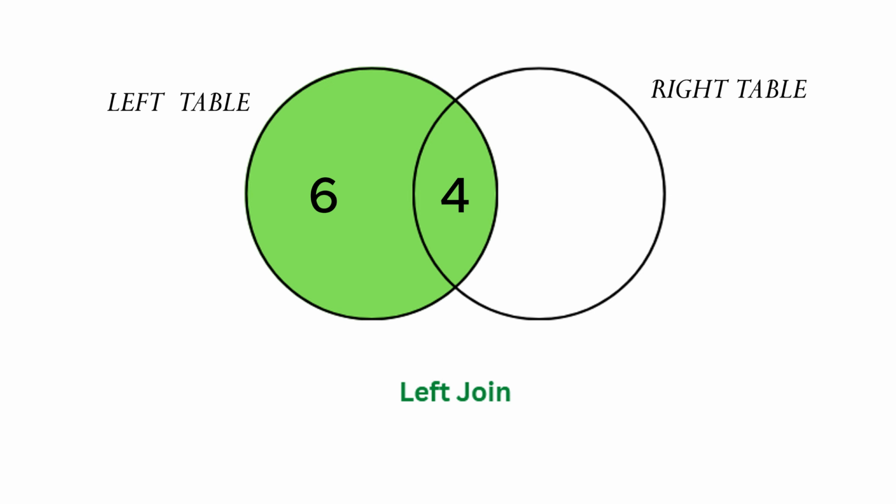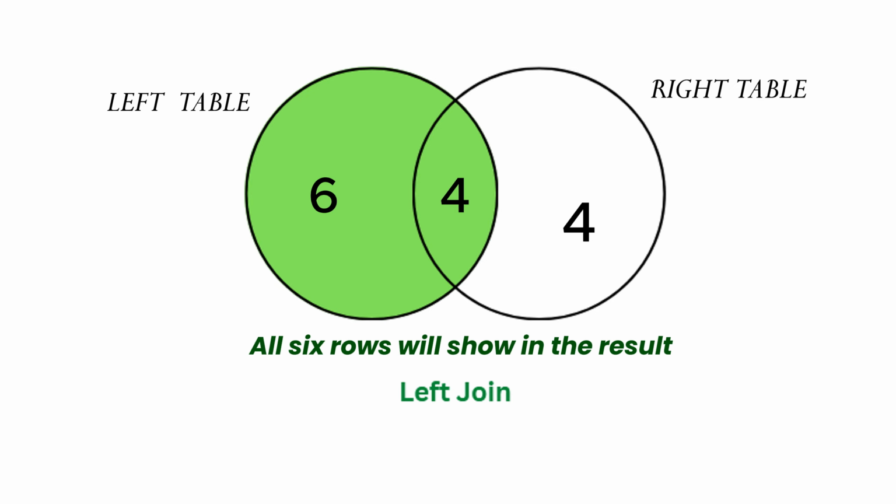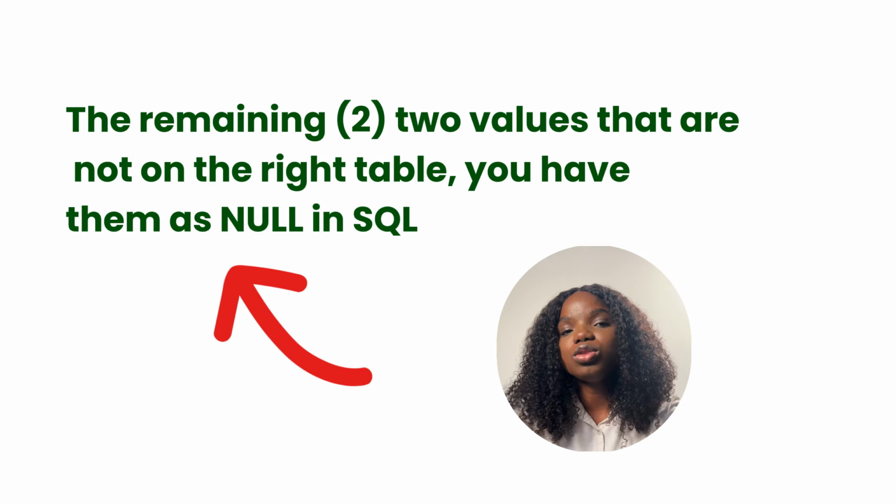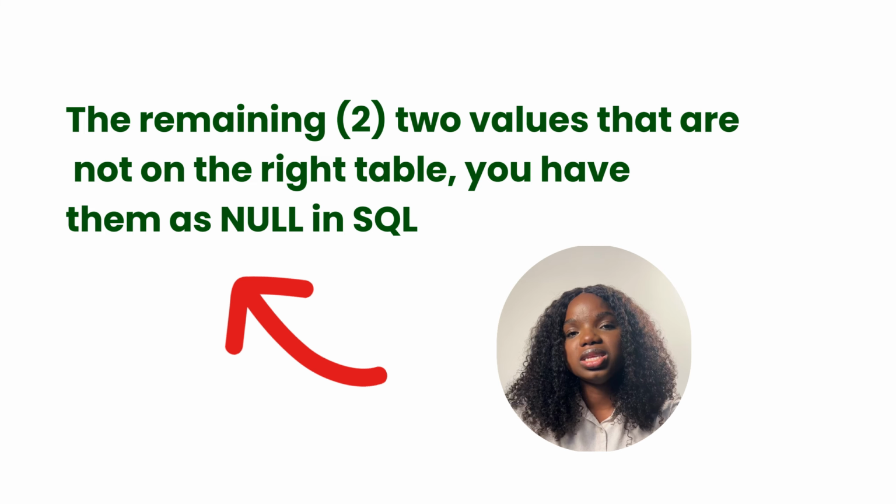For example, you have 6 values on your left table and only 4 of them are in your right table. All your 6 values from your left table will come together and you would now have the 4 from the right table joining it. So for the remaining 2 that are not on the right table, you have them as null in SQL. I'll be showing you the example with queries so that you will understand it better.